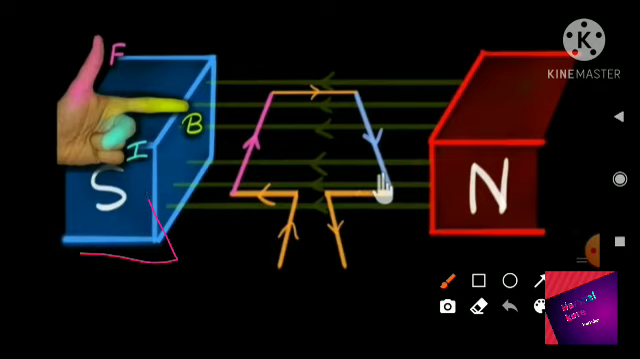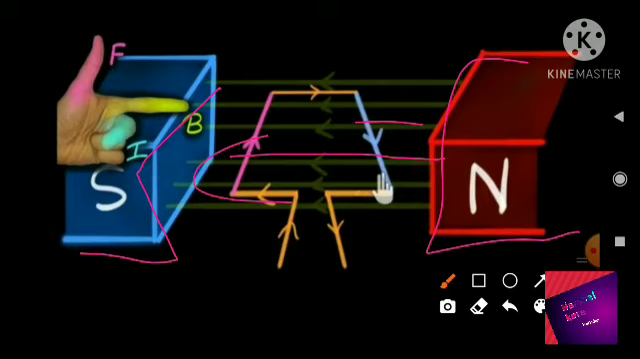First of all, we use two magnets. The south side of the first magnet is located like this and the north side of the other magnet is located like this, and we know the direction of the magnetic field is north to south, so the direction looks like this. And we must put a rectangular loop in it, between the north and south sides of the magnetic field.